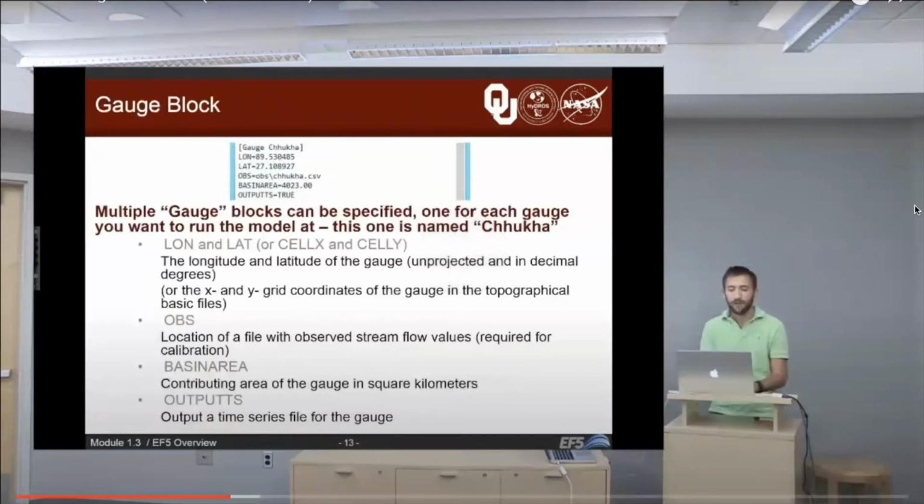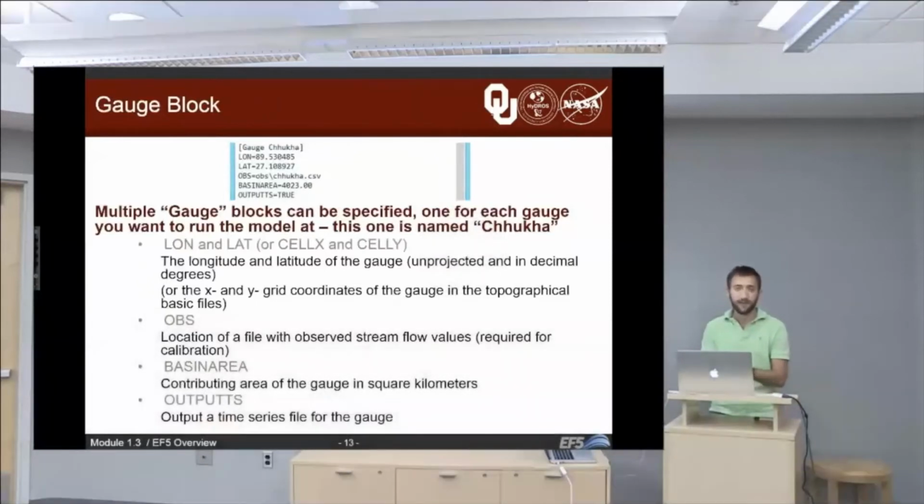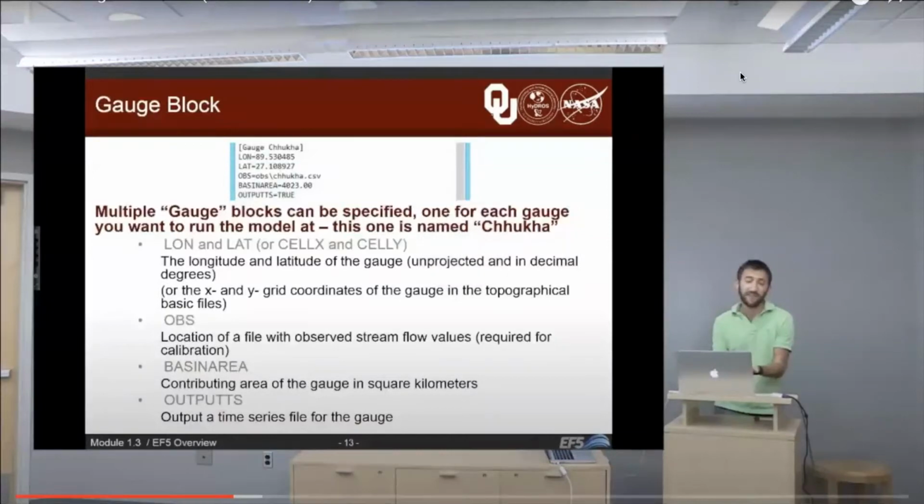And then the gauge block. The gauge block consists of information about the gauge. You can run EF5 for multiple points or multiple gauges all at once. Y se pueden especificar múltiples bloques de ubicación, uno para cada nivel superficial en el que se desea ejecutar el modelo. En este ejemplo tenemos el que se llama Chuka.